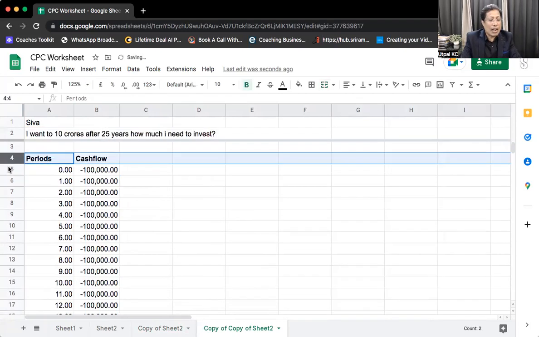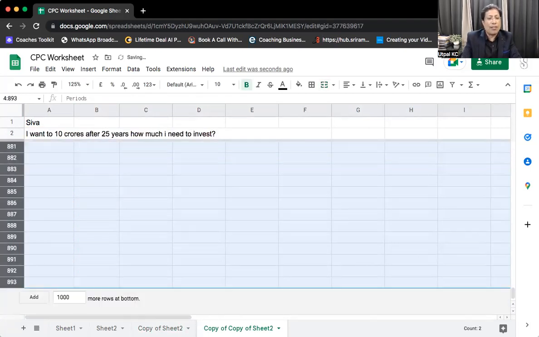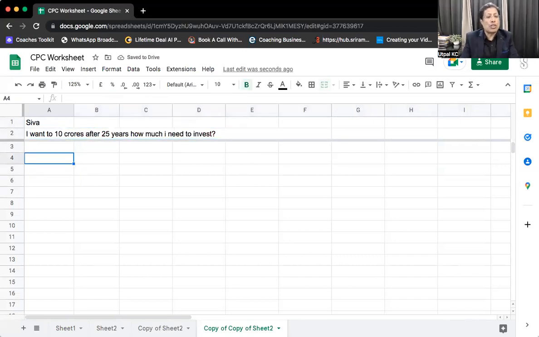So here I want 10 crores. What is 10 crores in computer language? 10 crores is the future value, right? We have the variables rate, NPER (number of periods), PMT, PV, and FV. So your 10 crores is the future value.